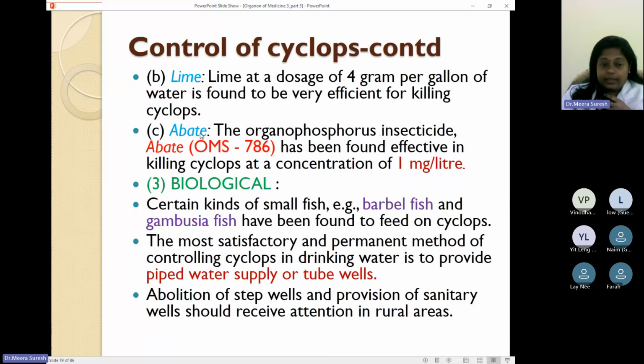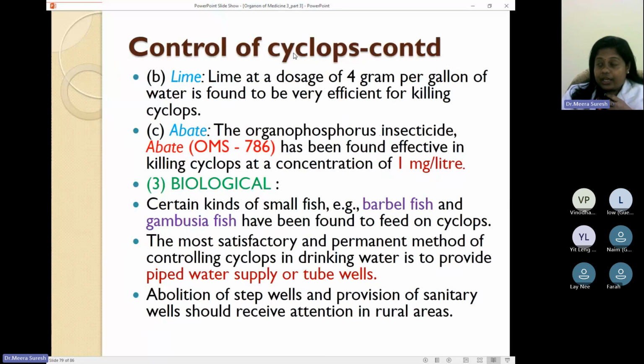So remember this in the MCQ. Abate, or abate OMS 786. Even if you don't remember OMS, it's okay, but remember abate. And the quantity of abate that has to be used is 1 milligram per liter.